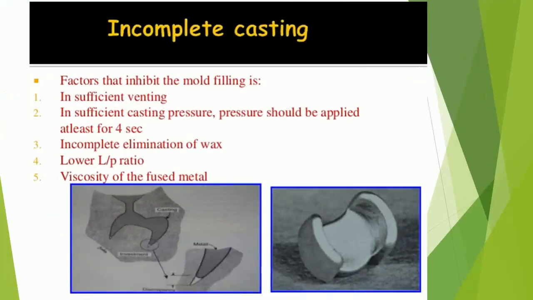So there are other errors that may take place in your casting. Apart from porosities, there could be incomplete casting, which may be due to insufficient casting pressure, incomplete elimination of wax, if you used a lower liquid powder ratio, or the viscosity of the fused metal.